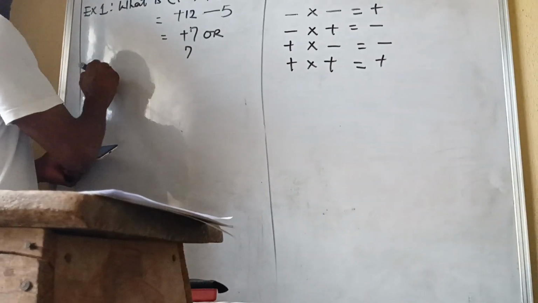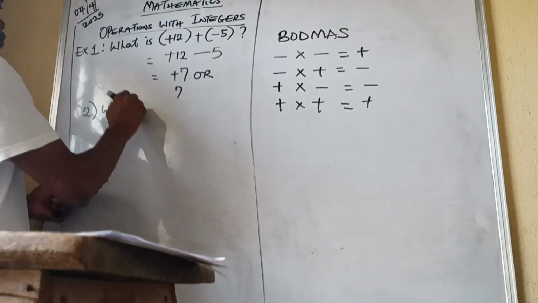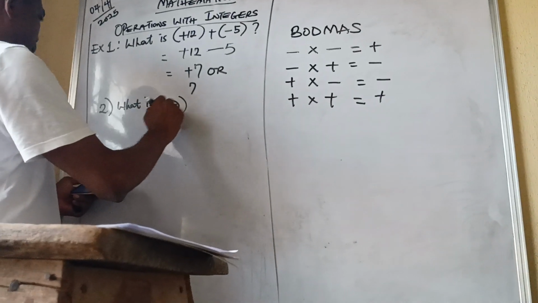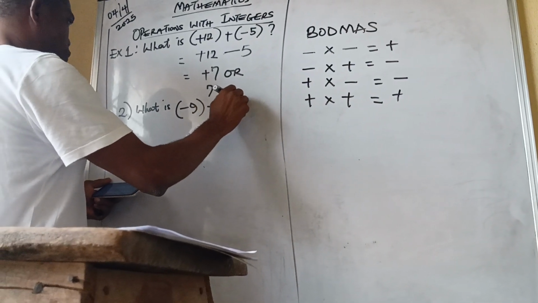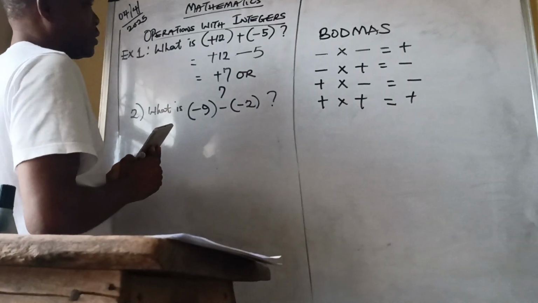Let's look at the second example. Example 2 is what is minus 9 in brackets minus 2. Minus 9 in brackets minus 2.